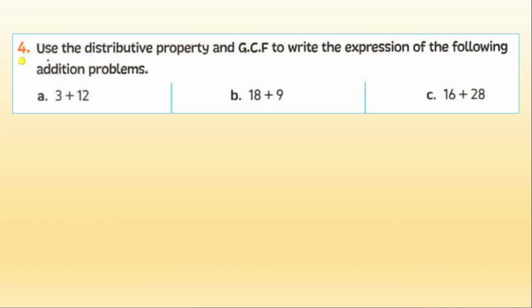Letter 4, number 4: use the distributive property and GCF to write the expression of the following addition problems. Letter A, 3 plus 12. Find the common factor for 3 and 12. 3 times 4 equals 12, so 3 is a common factor for the two numbers. We take 3 as a common factor and then find two values.